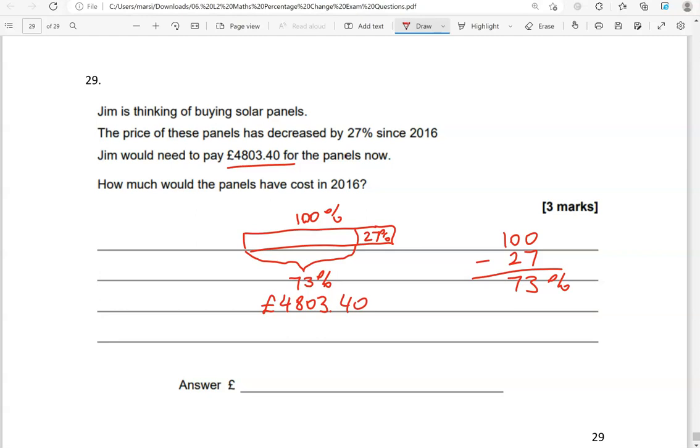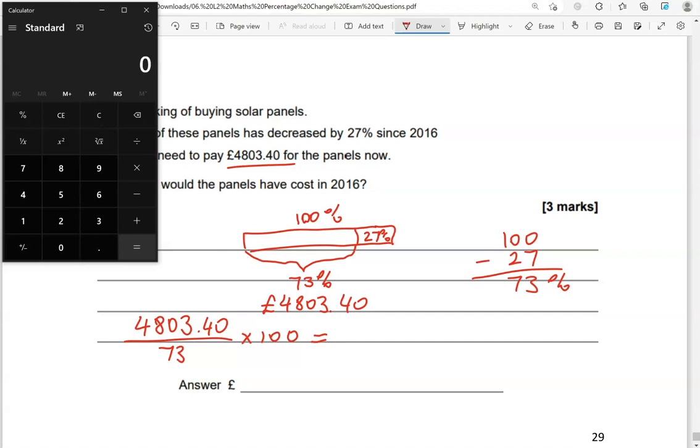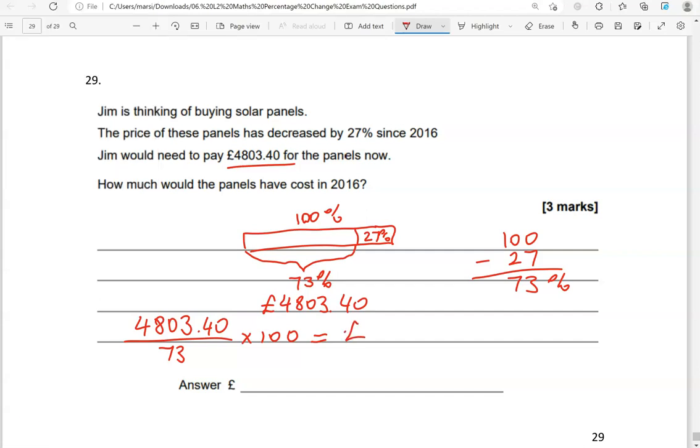So we can divide £4,803.40 by 73 and then multiply by 100, and that should give us the answer. Or the shortcut is divide 4,803.4 by 0.73, because 73%, that's what it is as a decimal. So let's do this in the calculator. 4,803.4 divided by 73 times 100 gives us 6,580.